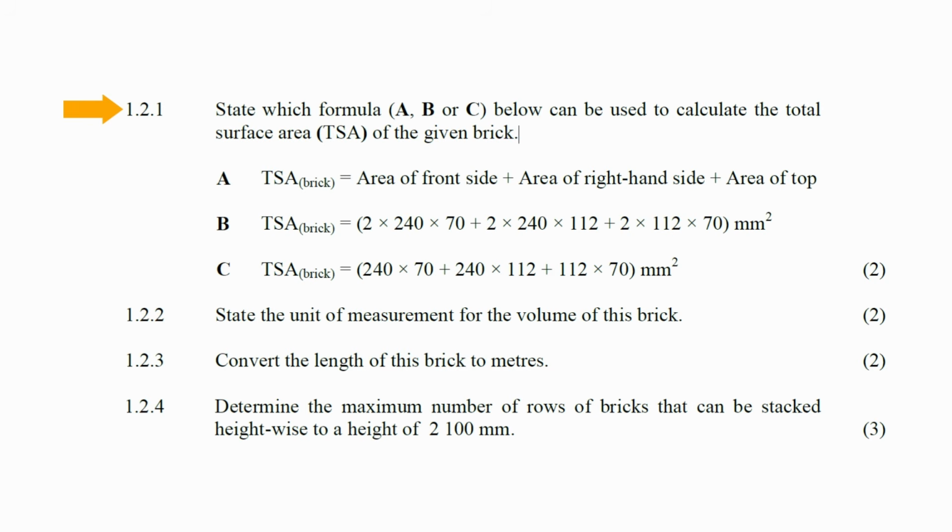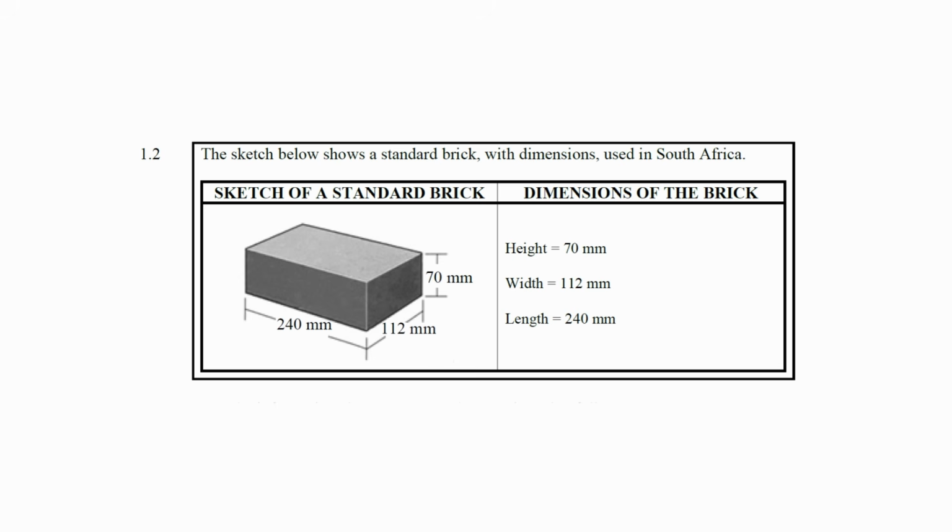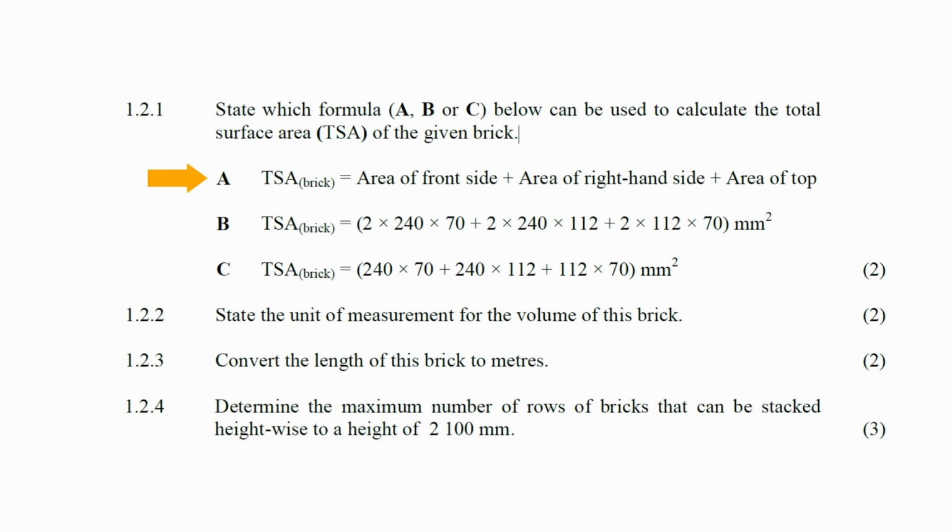In question 1.2.1, you have to state which formula A, B, or C can be used to calculate the total surface area of the brick. The total surface area of the brick is the sum of all the areas of all 6 faces of the brick. The formula for option A accounts for the sum of the areas of only 3 faces. The formula for option B accounts for the sum of the areas of all 6 faces.